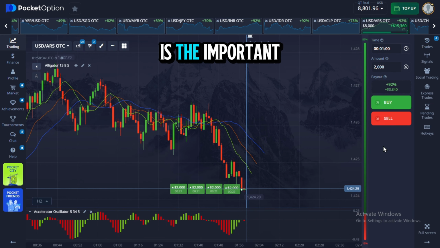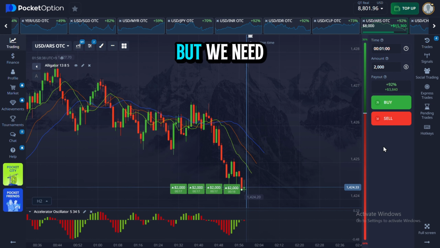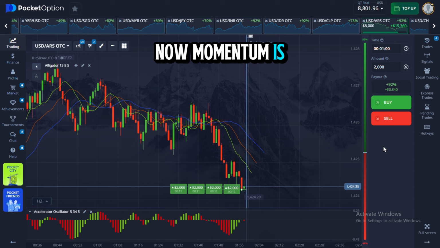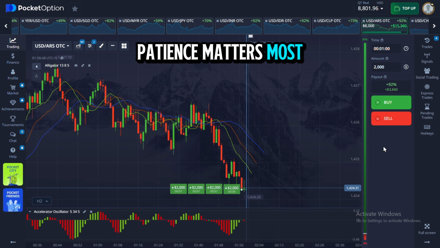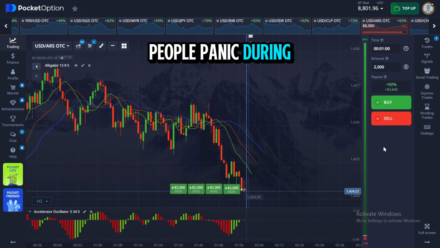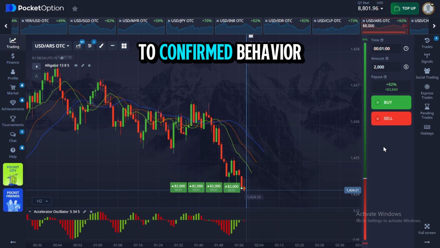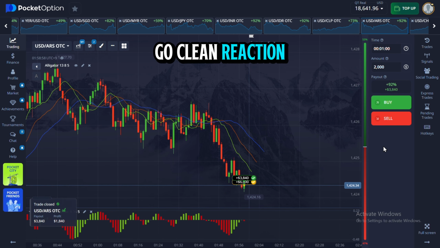Okay, now this is the important moment. The environment is still respecting the structure, but we need the candles to stay controlled here. You can feel the pressure slowing down now. Momentum is clearly weaker than earlier. This is where patience matters most. A lot of people panic during these moments, but the AI stays calm because it only reacts to confirmed behavior. And there we go. Clean reaction.